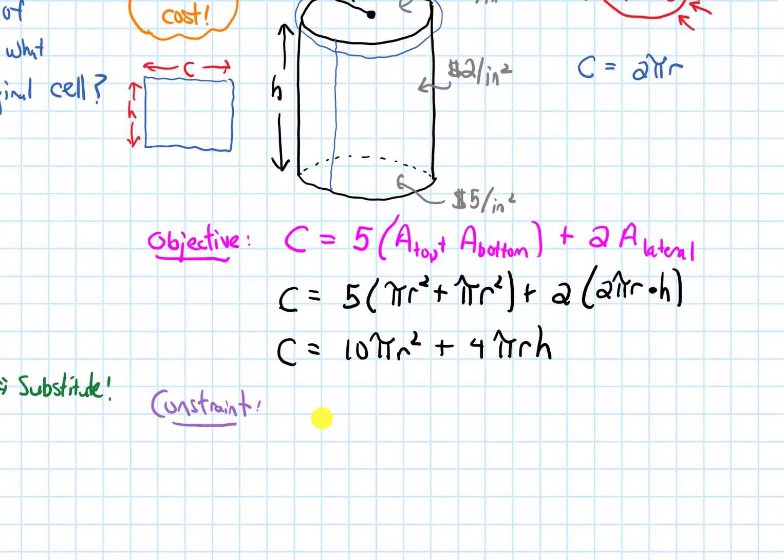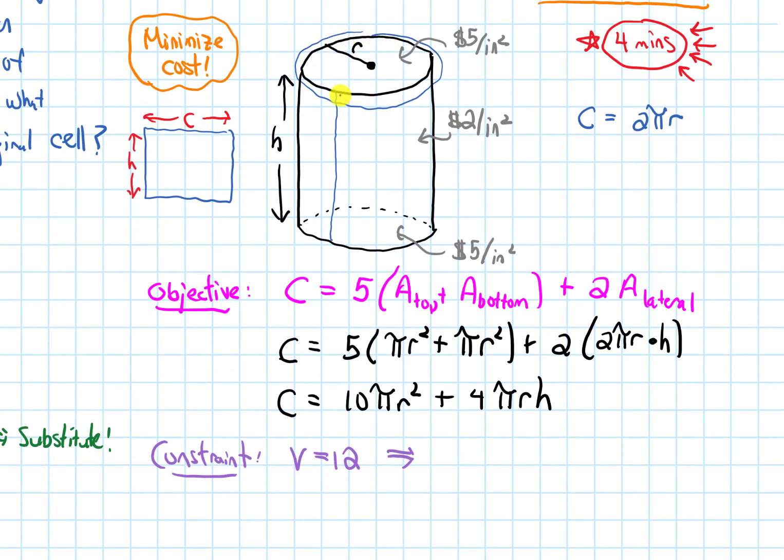So if I use the fact that the volume is 12, remember the formula for the volume of a cylinder, it's the area of the base, which is pi r squared, times the height. So times h. So that needs to be equal to 12.